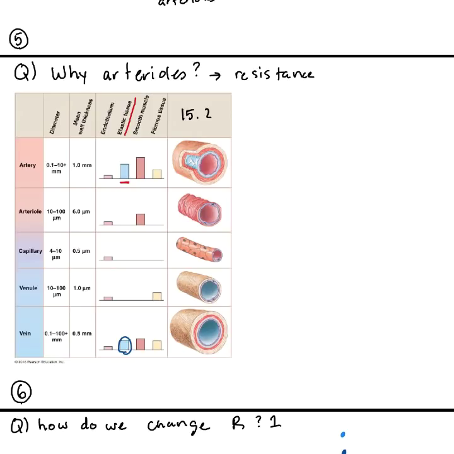So the other thing that we can think about is arterioles. So why are we looking at the arterioles? As you can see, they basically don't have anything but muscle. And if you look at the shape of the arterioles, you can see it's got a ring. It's basically one cell layer thick.